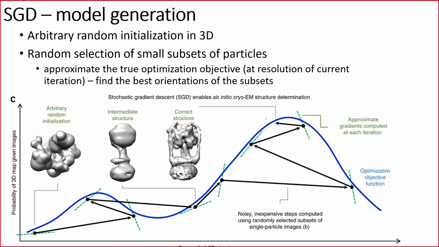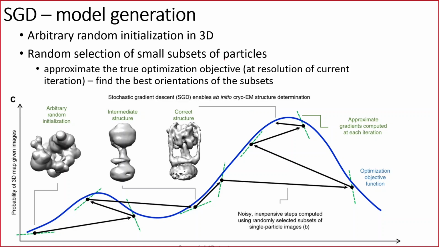To overcome this problem, there is stochastic gradient descent model generation, and this also starts with an arbitrary random initialization of a 3D model, but there's a process where we are always aligning only a subset, a small subset of particles.